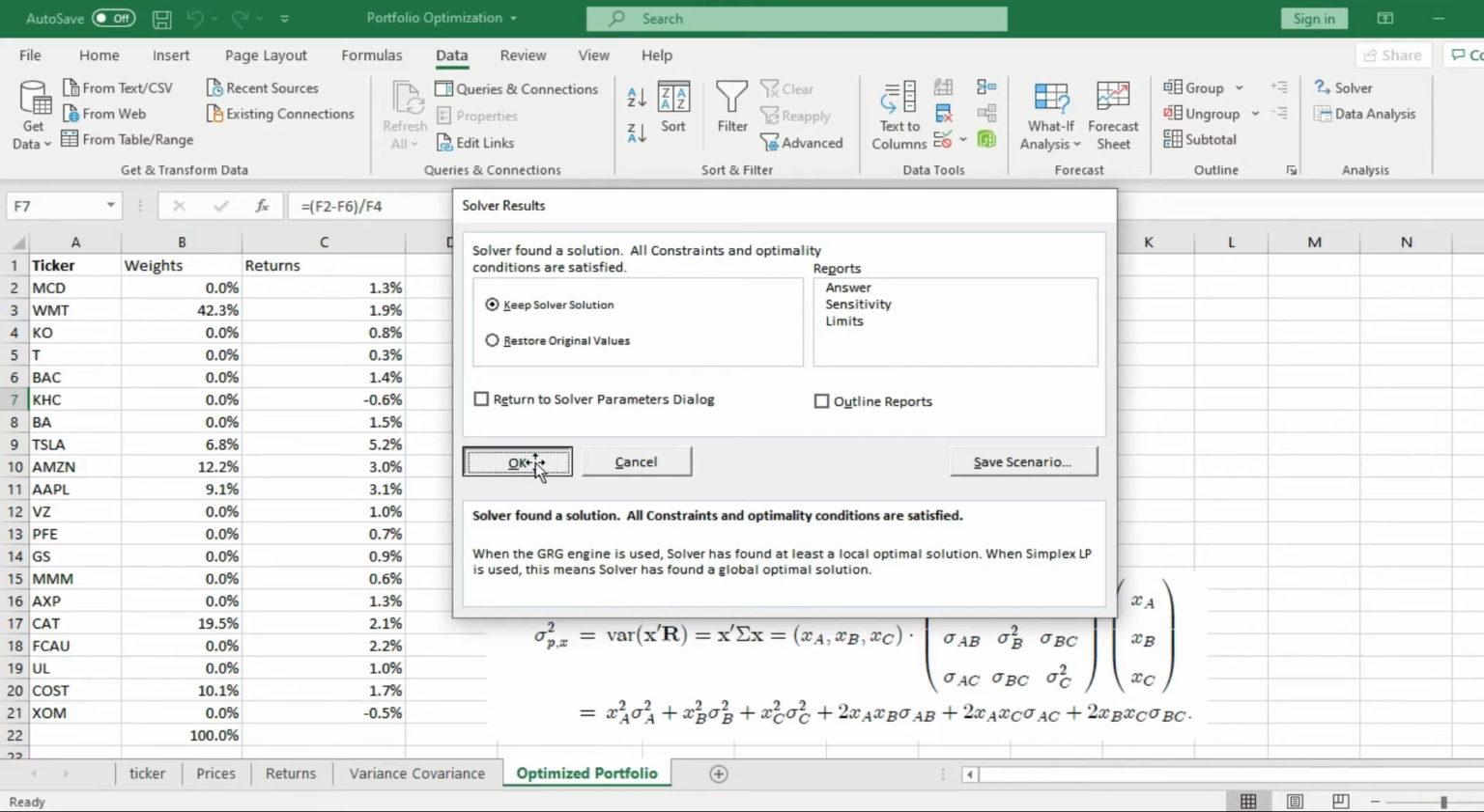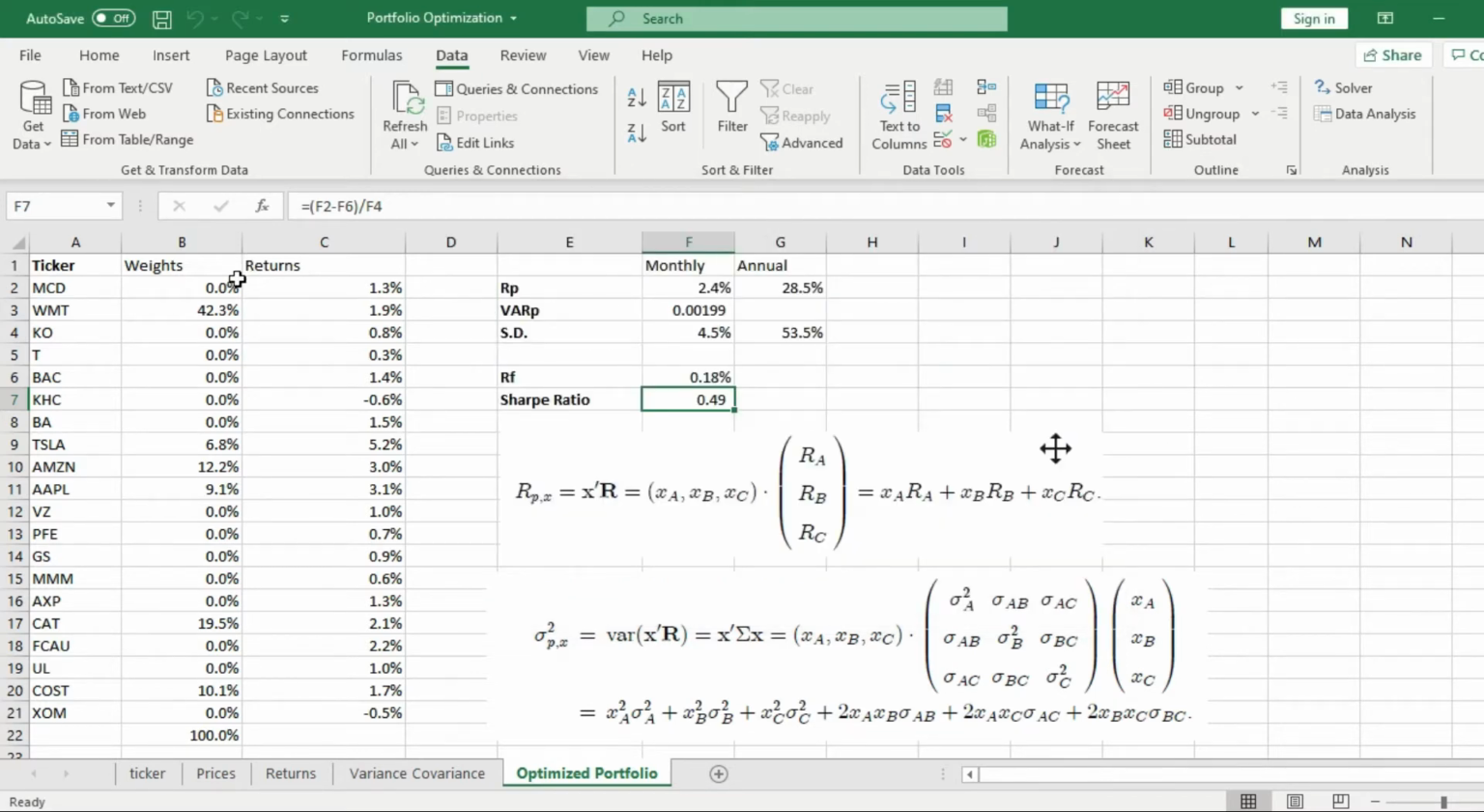Let's see the solution. As you can see, our optimal portfolio is composed of 42.3% in Walmart. So almost half of our portfolio is in Walmart. Then we have 6.8% in Tesla, 12.2% in Amazon, 9.1% in Apple, 19.5% in Caterpillar, and 10.1% in Costco.